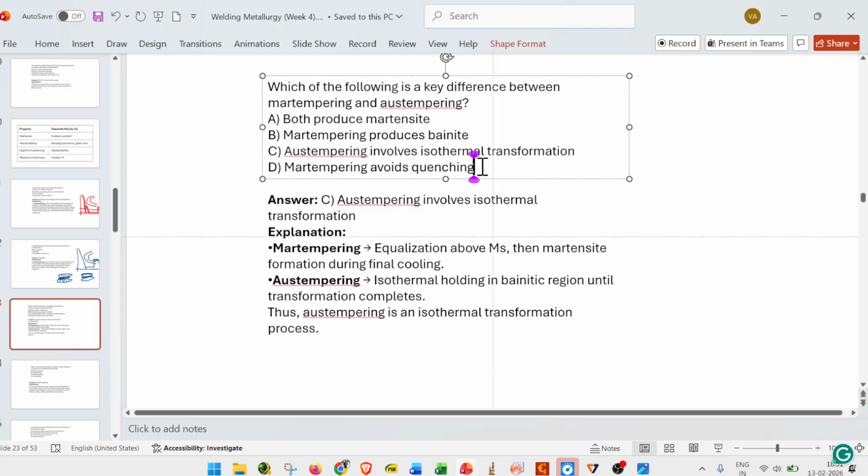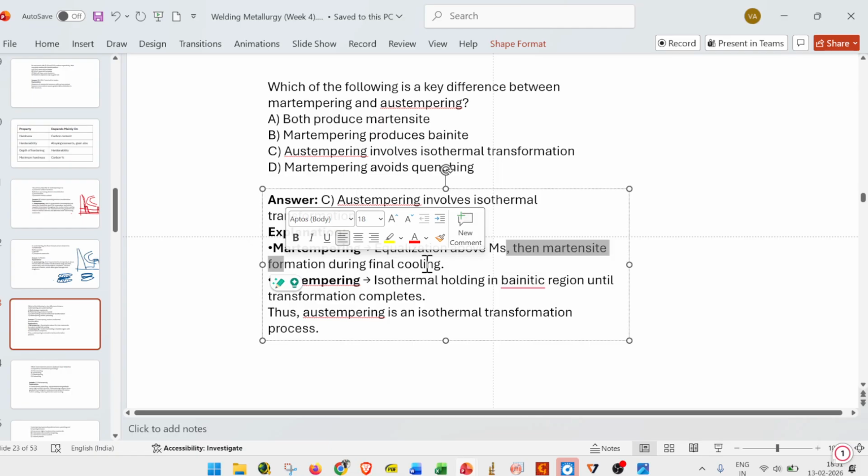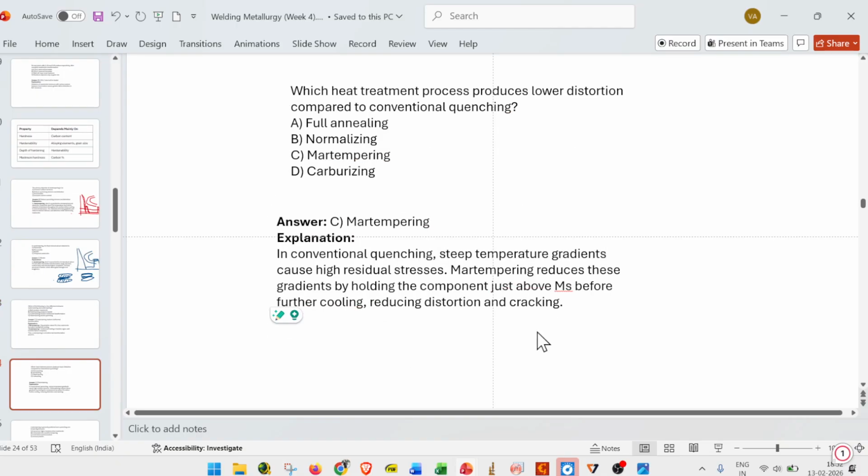And martempering avoids the quenching? No, that is also not the case. Martempering equalizes the entire component to reach a uniform temperature, so we avoid the stresses. In austempering, we hold it isothermally in the bainitic region until it forms the bainitic phase. So we are holding isothermally, so the answer will be C.